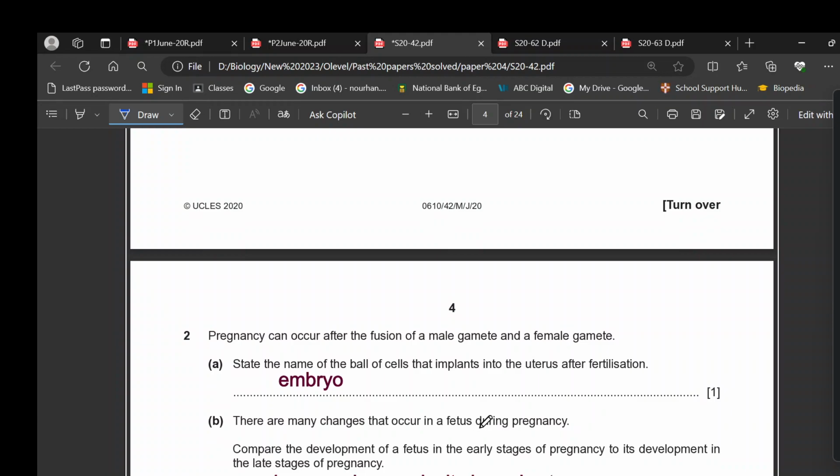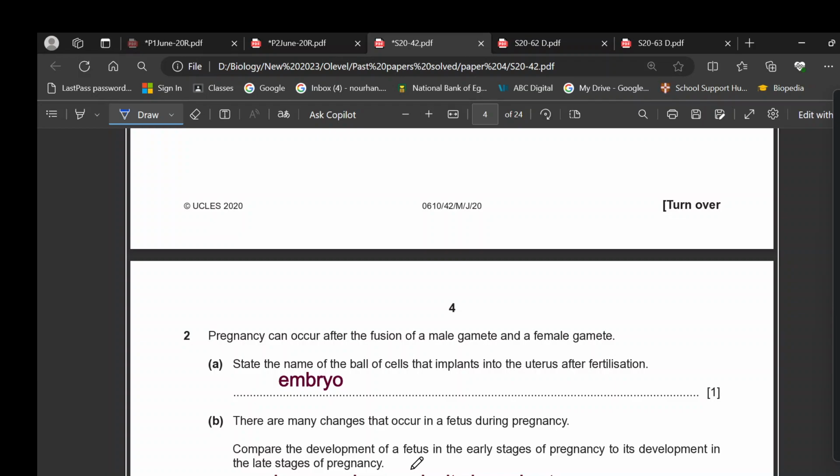There are many changes that occur in the fetus during pregnancy. Compare the development of the fetus in the early stages of pregnancy to its development in the late stages of pregnancy. Throughout the pregnancy, growth and development occurs. As the baby is inside the uterus, growth and development occurs. But in the early stage, the first 3 months, the development is more.